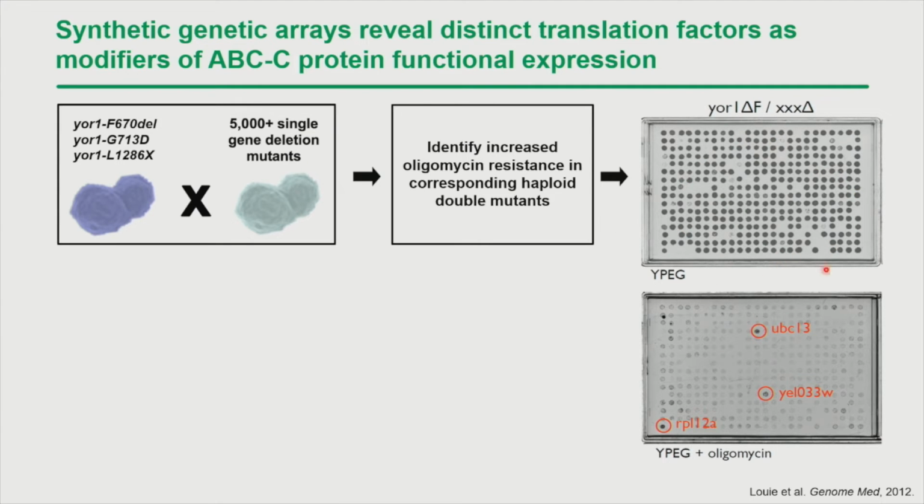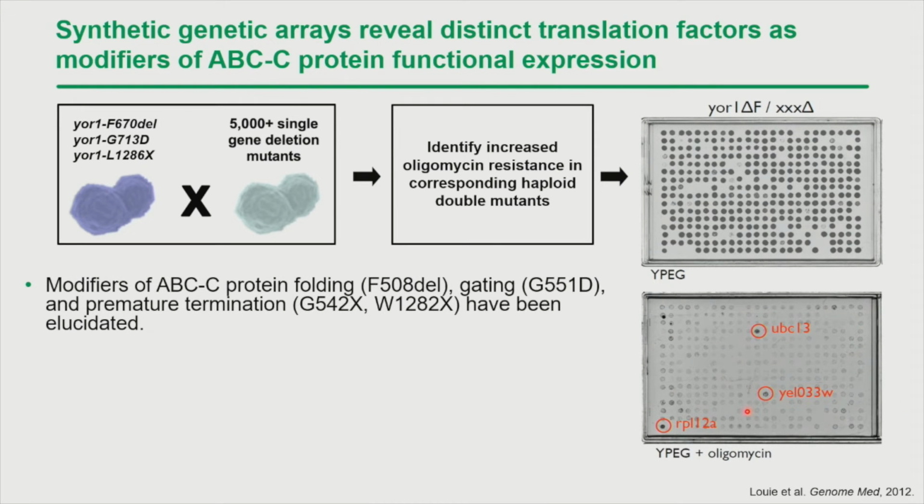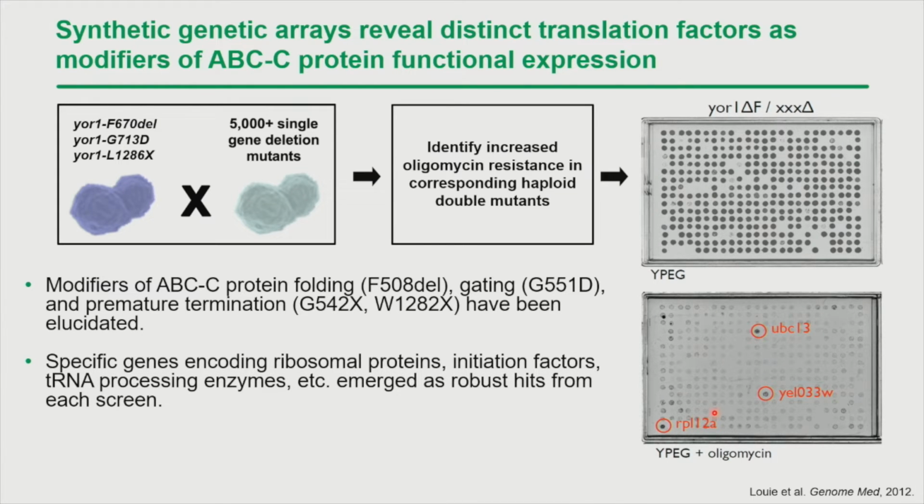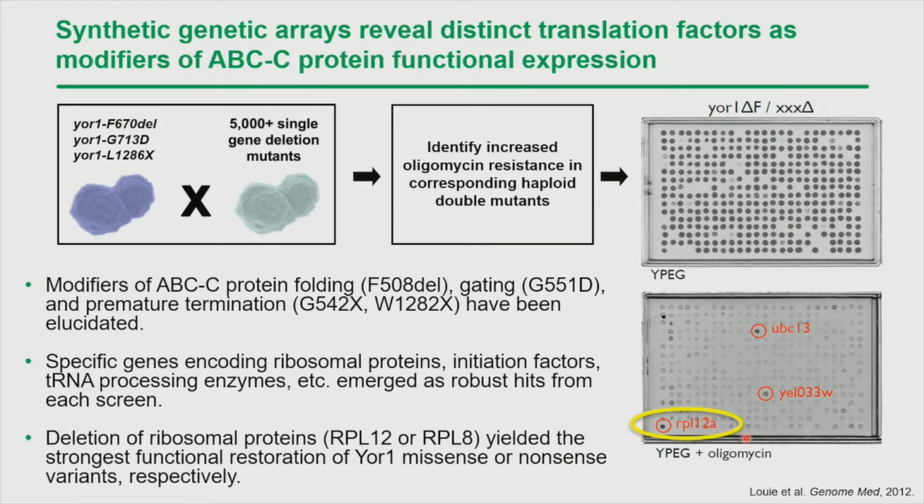So this is just an example of how those yeast are replica-plated on growth media, and then growth media is supplemented with oligomycin. And so, as I mentioned, there's multiple subclasses of CFTR variants that we have studied to date and elucidated genetic modifiers of those variants. Specific genes that encode ribosomal proteins, initiation factors, tRNA processing enzymes, and more have emerged as robust hits from these screens. But what I'd like to spend time on today is really focusing on the deletion of RPL12 and RPL8 as one of the strongest results we've seen from these screens.